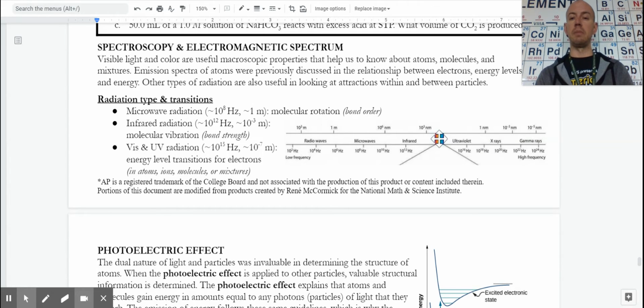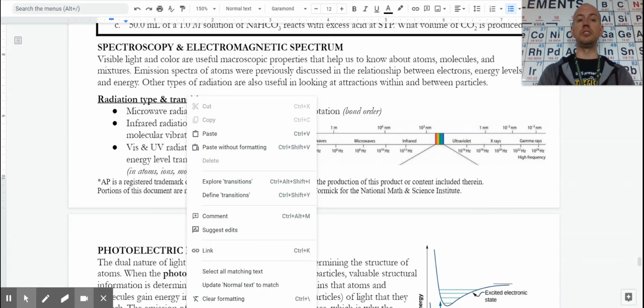The one we already looked at is visible and ultraviolet radiation. So here is my rainbow going up to ultraviolet, and here we go red to violet in terms of my colors. That is enough energy to cause electrons to move between levels. So we can jump up to a higher energy level or come back down to a lower level.